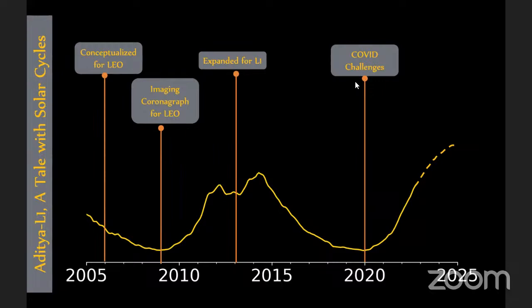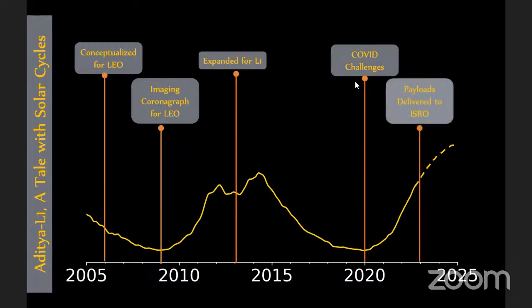Of course, we had the COVID challenge, because this is a period over which all the lab work was happening. We were supposed to get all the component assembly and testing done, and labs were closed for almost 1.5 to 2 years. So it got delayed. Eventually, the payloads were delivered in the first half of this year, around January, February, slowly, one by one, the payloads were delivered.